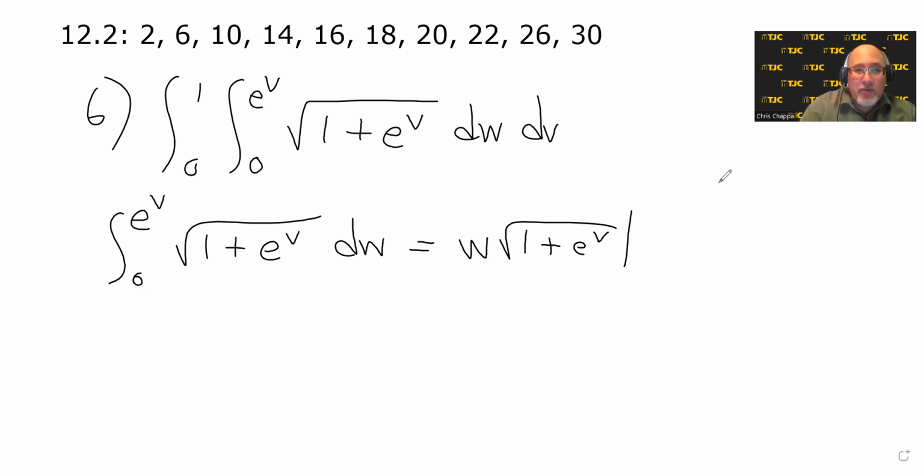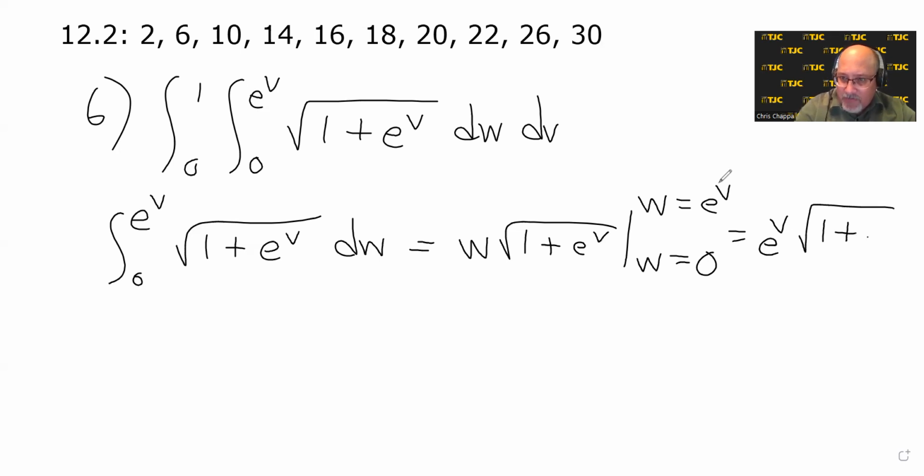And this is being evaluated from, we did dw, so these are w values. W equals 0 to w equals e to the v. And this is a pretty easy one to evaluate. When we substitute the lower limit, 0, it zeroes out the antiderivative, so we don't have to worry about that. And when we substitute e to the v for the w, it becomes e to the v square root of 1 plus e to the v. So that was pretty easy.